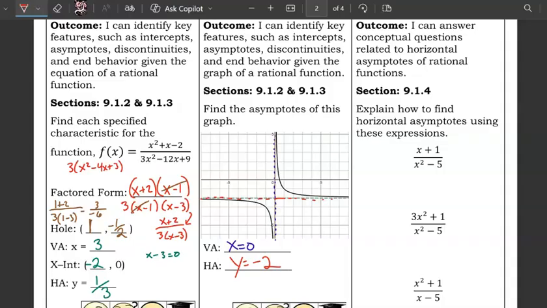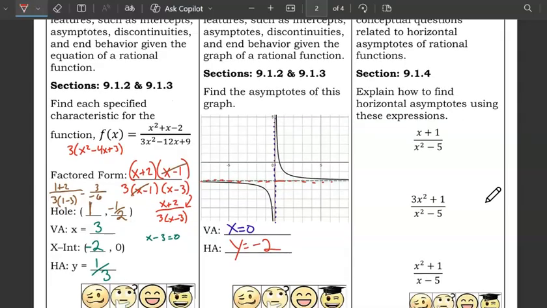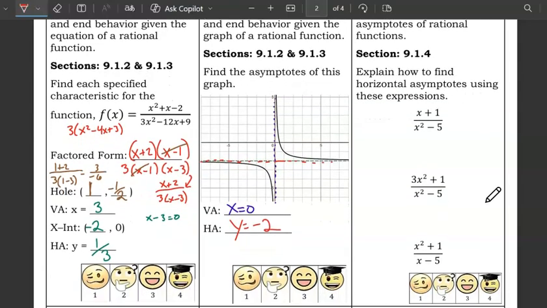Outcome: I can answer conceptual questions related to horizontal asymptotes of rational functions. Explain how to find horizontal asymptotes using these expressions. We have x plus 1 over x squared minus 5. They don't have the same degree, so we need to make it so. Now they have the same exponent. We're going to take the leading coefficient of each of these expressions. 0 over 1 equals 0. So your horizontal asymptote is at y equals 0.